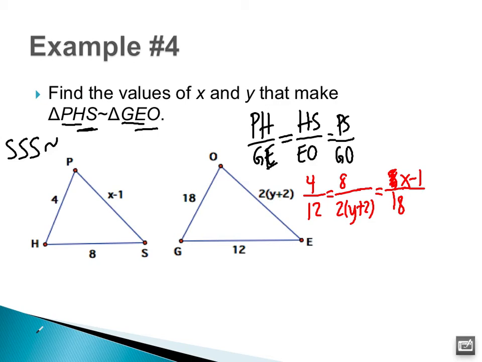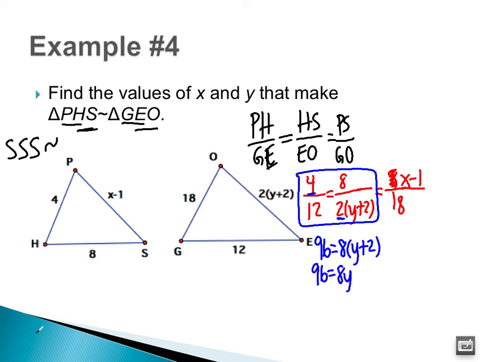Okay, now we're going to need to set up 2 sets of proportions so that we can solve for these variables. First, I'm going to look at this proportion to solve for y. 12 multiplied by 8 is 96. 4 multiplied by 2 is 8. And I still have that y add 2. Distributing the 8, I get 8y add 16. Subtract 16, we have 80 is equal to 8y. So y is equal to 10.